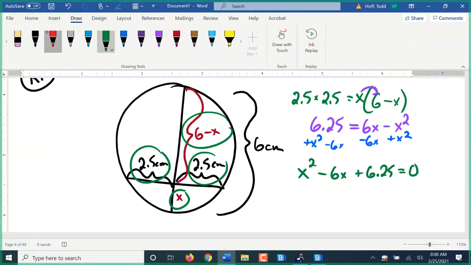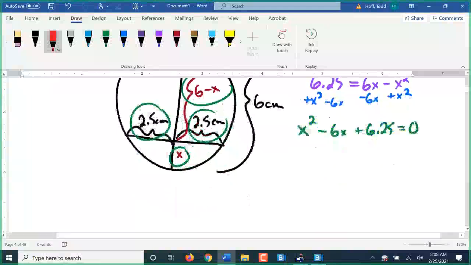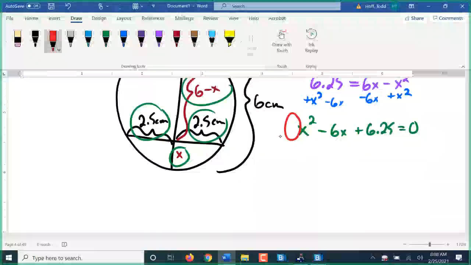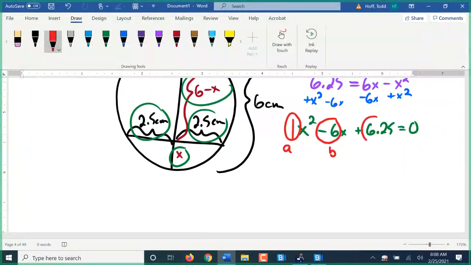So to solve a quadratic equation that isn't factorable, there's a formula called the quadratic formula. To use that formula, we define each of the numbers here. We assign each to a variable. There is no number in front of the X squared, so that's really 1. It's implied to be a 1. So that's going to be the value of A. This is negative 6 times X, so B is going to be negative 6. And our constant is 6.25, so that's going to be C.